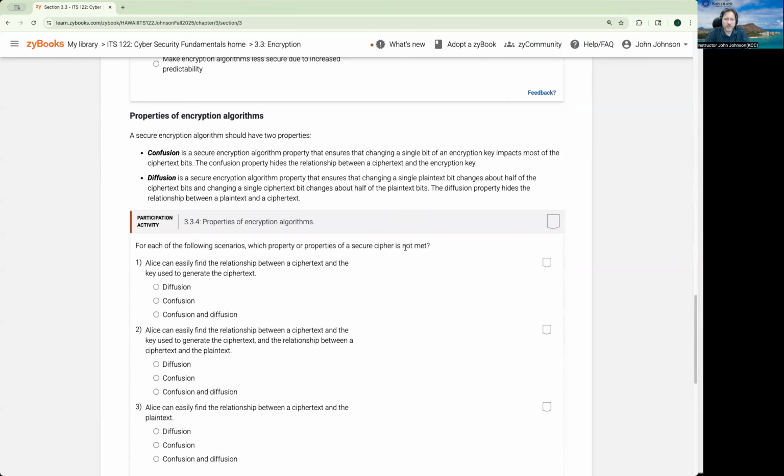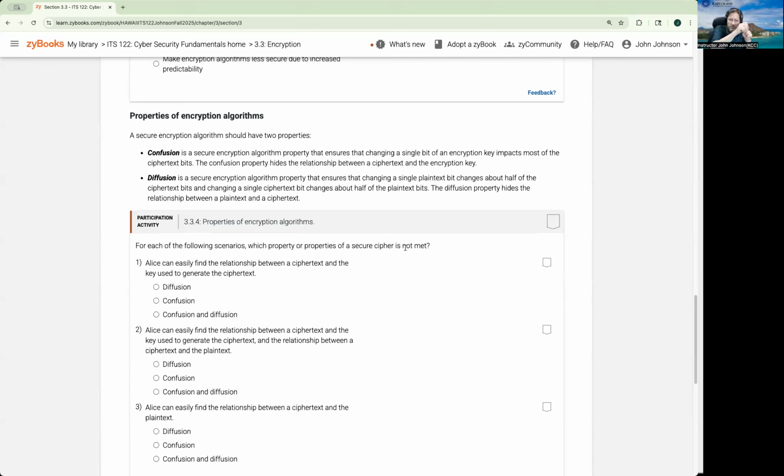So properties of encryption algorithms, we've got two here. They're going to be confusion and diffusion, and they're describing relationships between two different things. So don't get confused about this. Haha, confusion. See? Fun. All right, confusion is a secure encryption algorithm property that ensures that changing a single bit of an encryption key, the encryption key that does the encrypting from plain text to ciphertext, so just changing one little bit in the encryption key is going to impact most of the ciphertext bits.